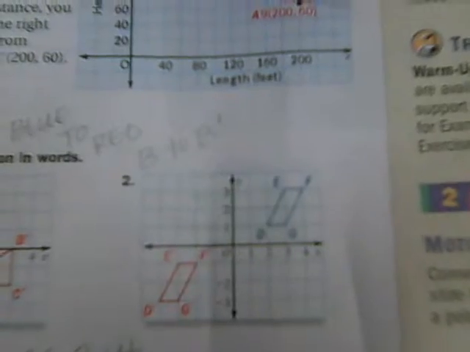Again, remember, we go blue to red. Okay, blue to red. So just pick any of the vertices. Like I'm going to pick D here.